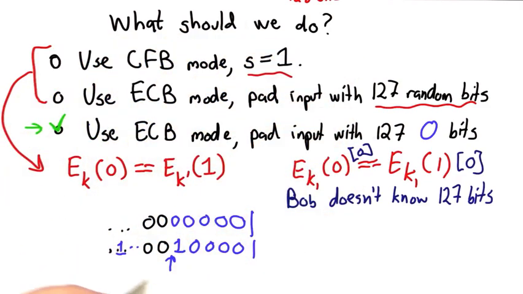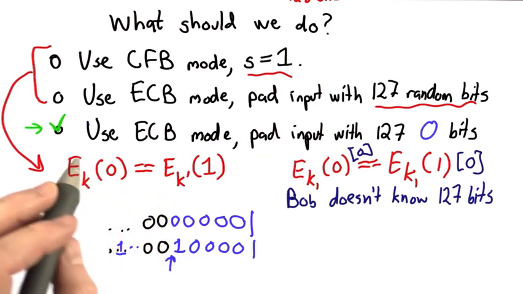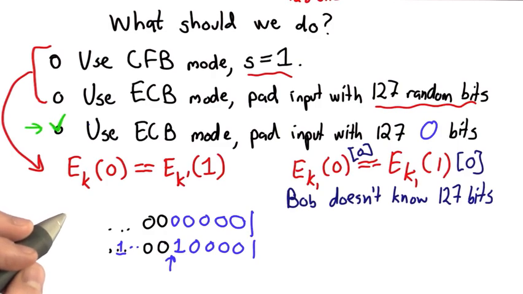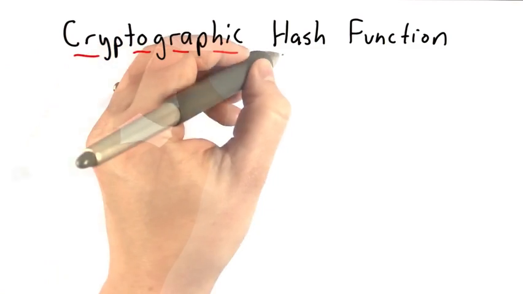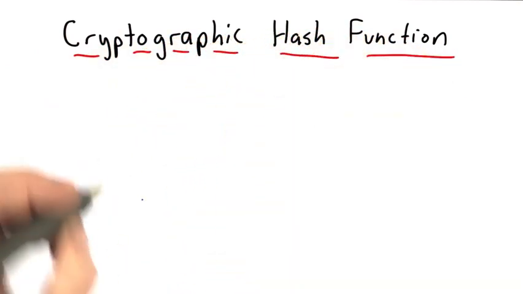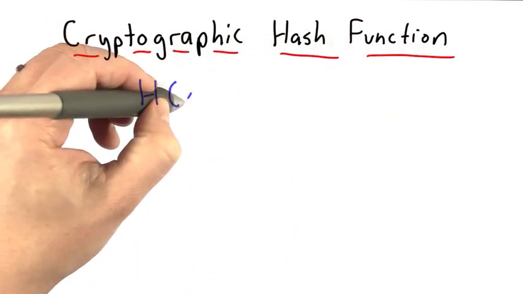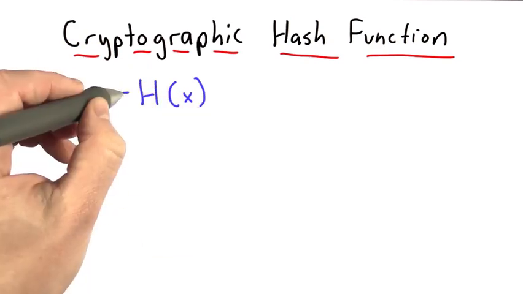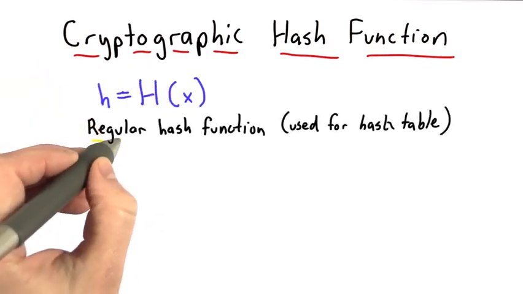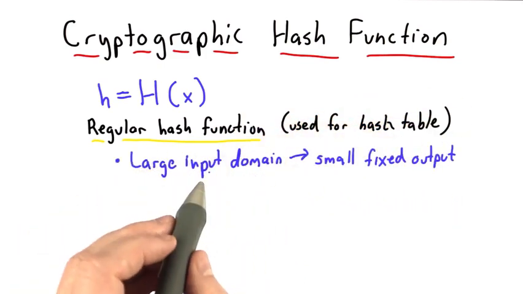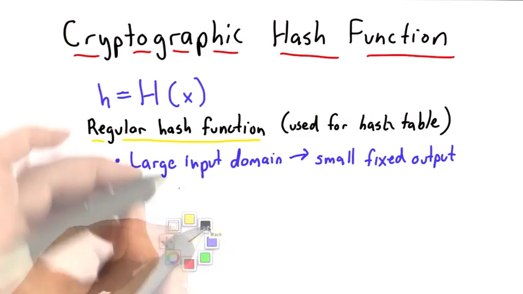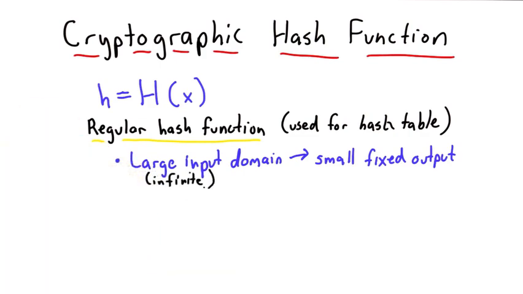But there are lots of other situations where we need to commit to values, and we need to commit to values much longer than just 1 bit. And for that, we need something a little more versatile, but with the same idea. What we need for this is what's called a cryptographic hash function. It's a function that takes some large value as an input and outputs a small value. So this is similar to a regular hash function, like we used in the hash table. It maps values from a large input domain, and by large here, we usually mean infinite, such as all possible strings of any length, to a small fixed output size.